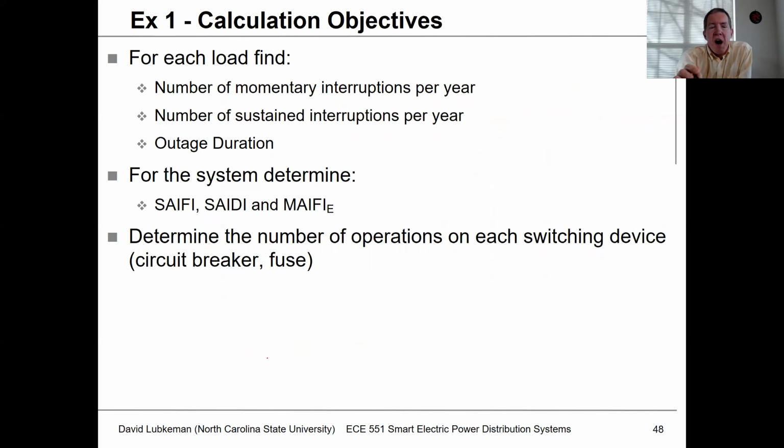So what we want to find for this case is the number of momentary interruptions, the number of sustained interruptions, and the total outage duration. From these numbers, we're going to calculate SAIFI, SAIDI, and MAIFI. And then I can also get, as a side calculation, the number of operations for my switching devices like the circuit breaker and also the fuse.